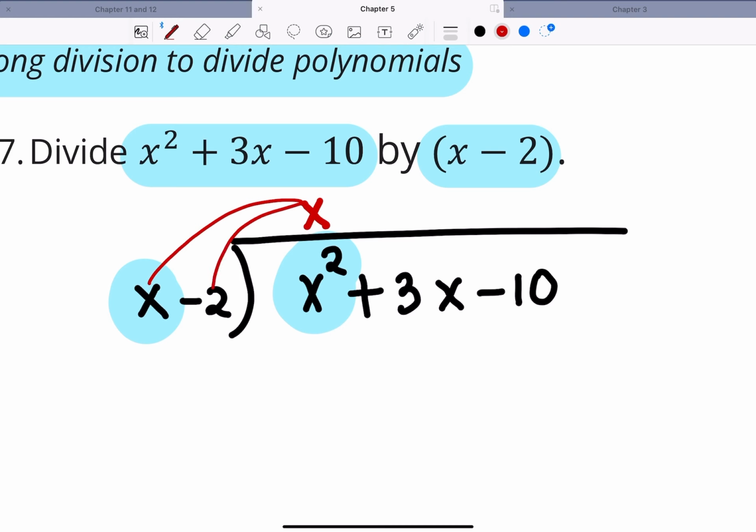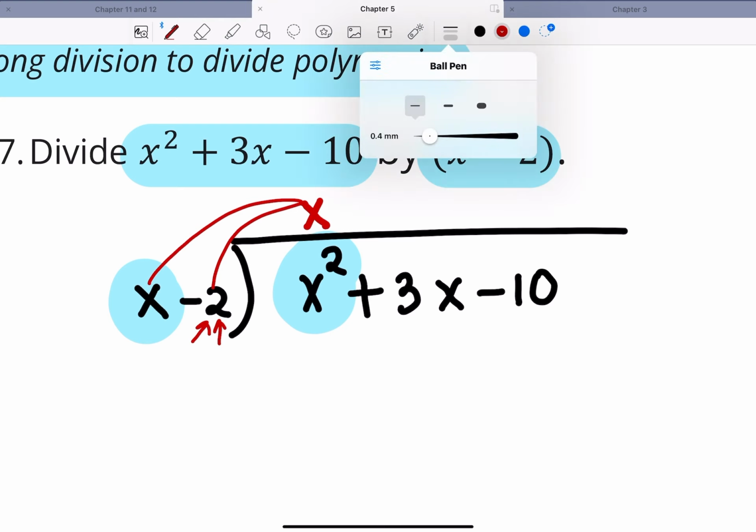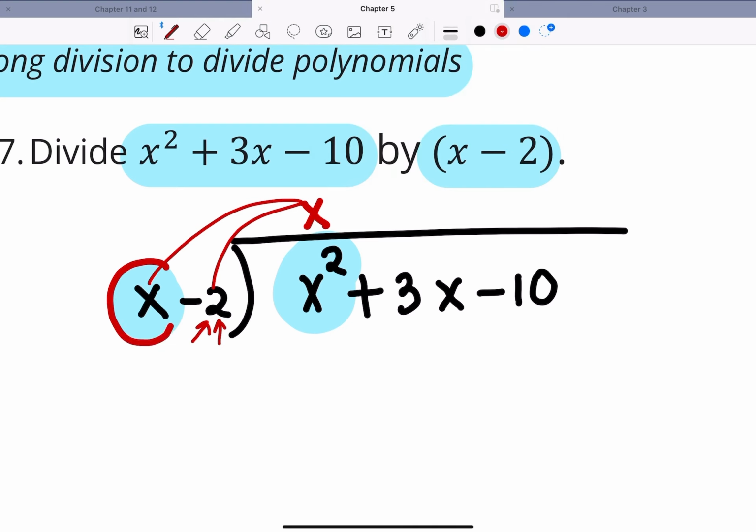If you noticed, I did not care about the negative 2 when finding the quotient term. I'm only focused on the first term in the dividend and the first term in the divisor. And that's how you do it. So let me undo this.